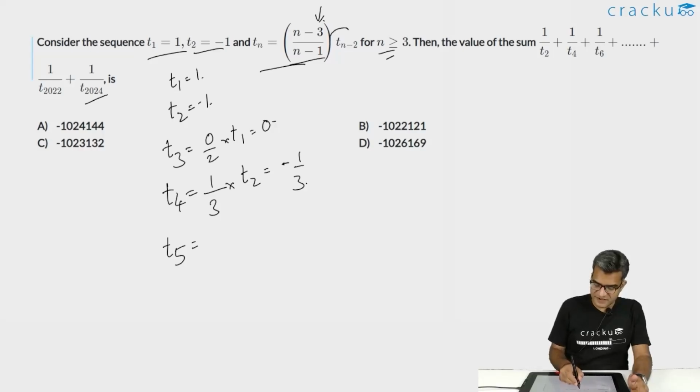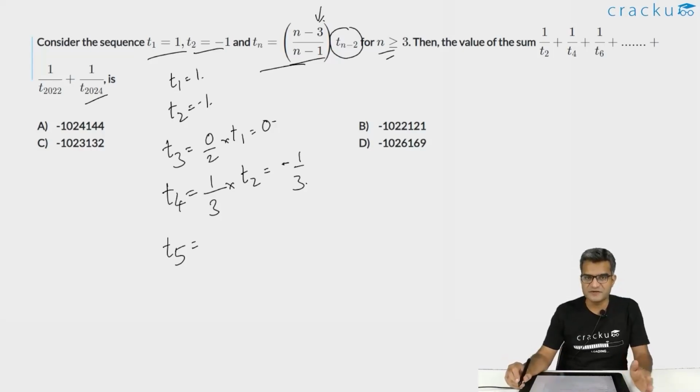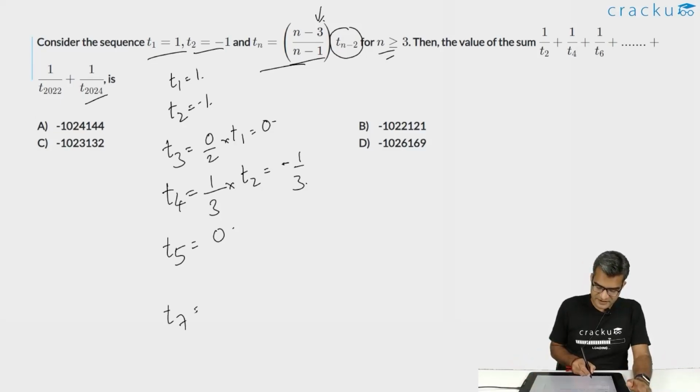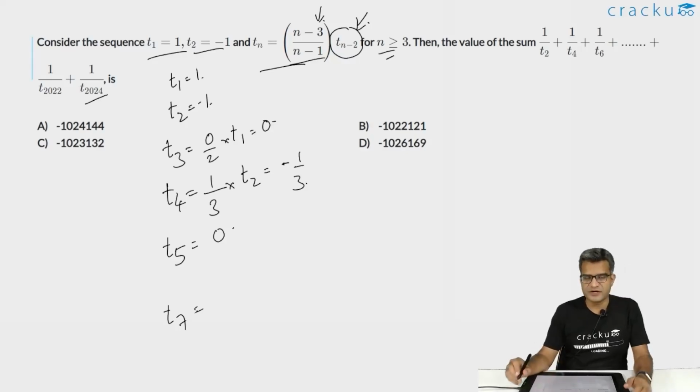T5 will essentially have T of n minus 2 in the product, so it will be 0. So at least one part of the question is very easy. All the odd numbers will be 0. Similarly, T7 will have T of 5 in the product, so that also will be 0. T of 9 will also be 0, and so on.